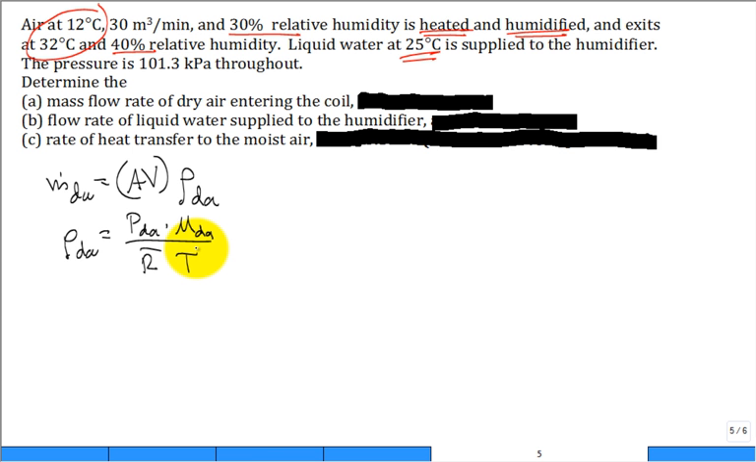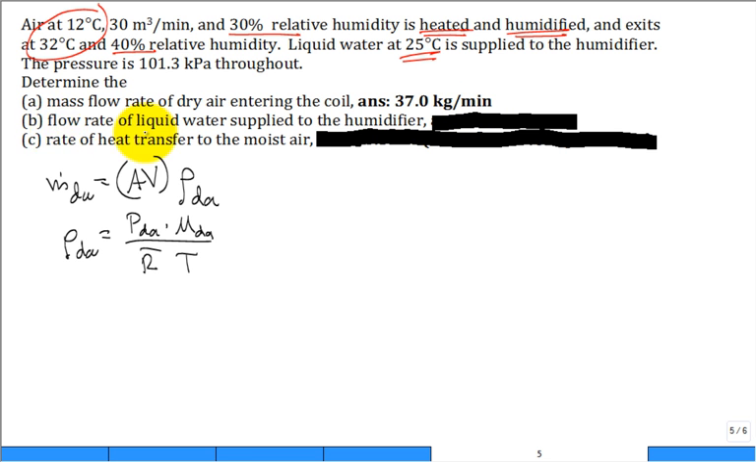But how many years have you been old friends with the ideal gas equation? Long time. Long time. All right. So that gives us the mass flow rate, about 37 kilograms per minute. That's the mass flow rate of the dry air. Is that the mass flow rate of the moist air? No, only the dry air. Okay.